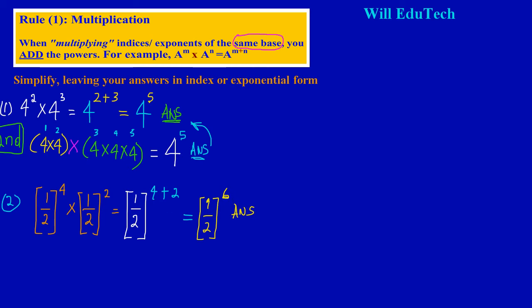Okay, and another way of looking at this is a half multiplying itself 4 times. So just to reinforce it, you could simply say this is a half times a half times a half times a half.